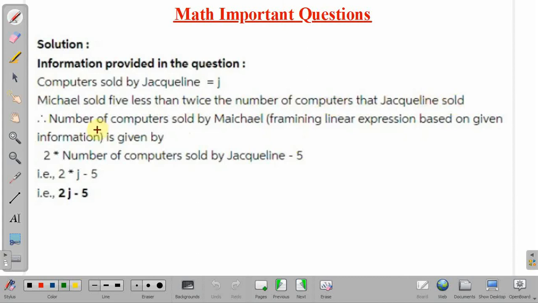Therefore, we can frame the linear expression based on this information, and the number of computers sold by Michael will be given by twice the number of computers sold by Jacqueline minus 5, because Michael sold 5 less than twice the number of computers. So this is twice the number of computers sold by Jacqueline, and 5 less, so we have to deduct 5. So it will be 2 into j minus 5, that is 2j minus 5. So this will be our answer.